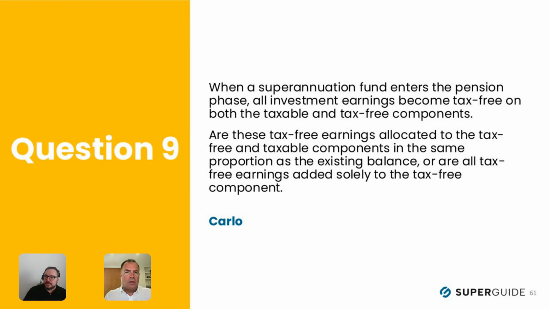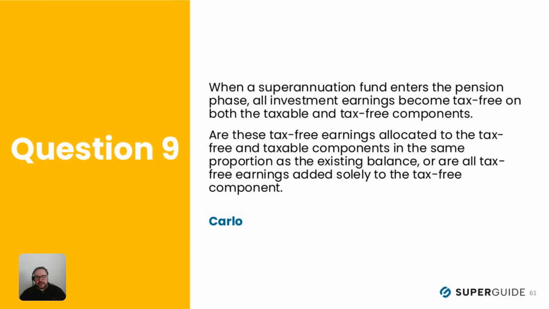The next question is also from Carlo. When a superannuation fund enters the pension phase, all investment earnings become tax-free on both the taxable and tax-free components. Are these tax-free earnings allocated to the tax-free and taxable components in the same proportion as the existing balance? Or are all tax-free earnings added solely to the tax-free component?